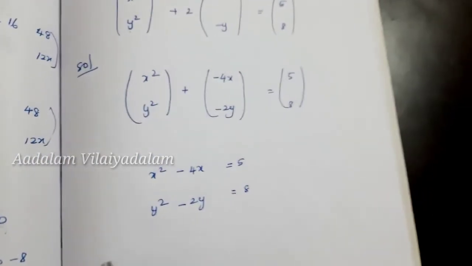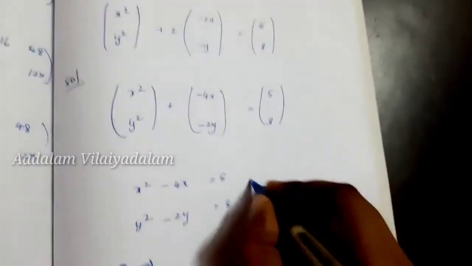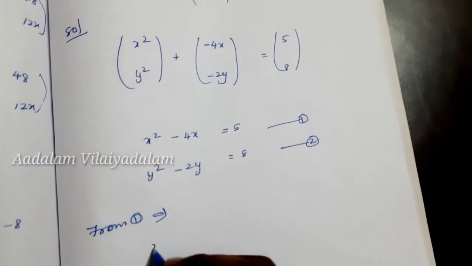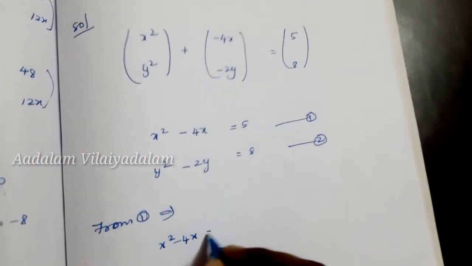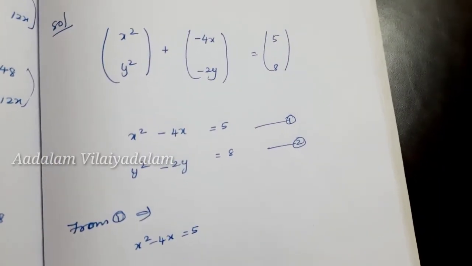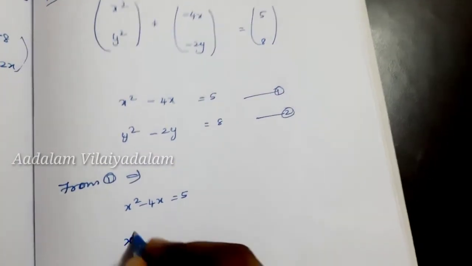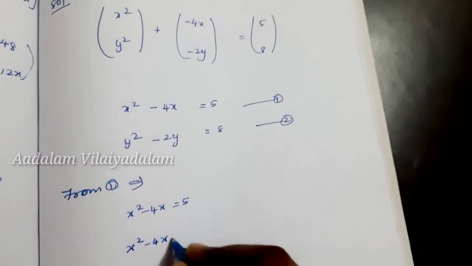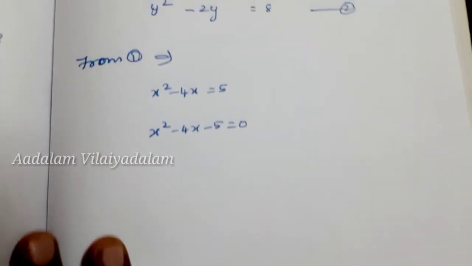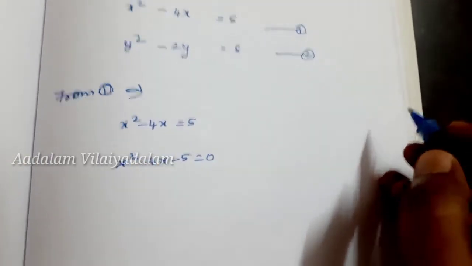Then solving the equation, take it as equation 1 and 2. From 1 we can solve, that is x square minus 4x equal to 5. Therefore, we could frame it as x square minus 4x minus 5 equal to 0. Now it is in the quadratic form. Let's go for the quadratic equation to solve it.